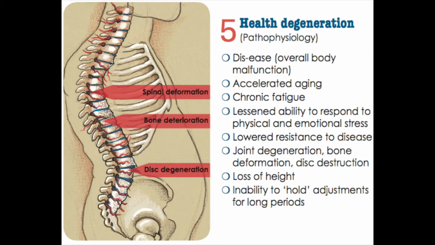Also, we have lowered resistance to disease because our body actually has this innate intelligence that resists disease. Now, when our innate intelligence is not functioning well, when it's being interfered with by this nervous interference, we lose that resistance to disease. And then we start to have more joint degeneration. You start to see bone deformation, like in degenerative disc disease. Several segments of the spine become deformed with osteophytes, which means bone spurs, and then also the disc. It says disc destruction, but really the disc desiccates.